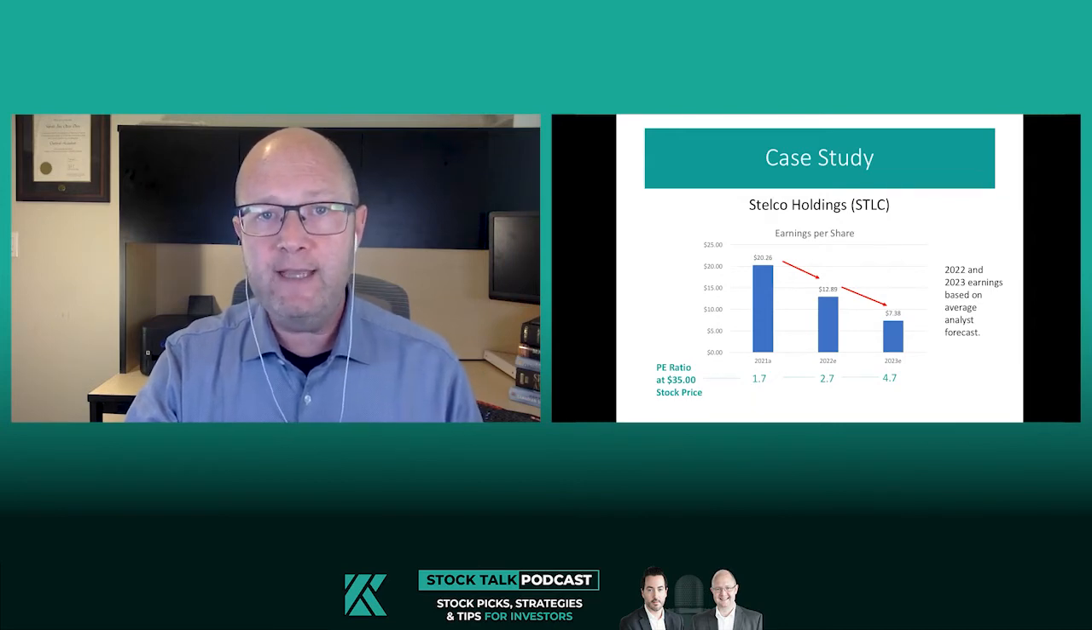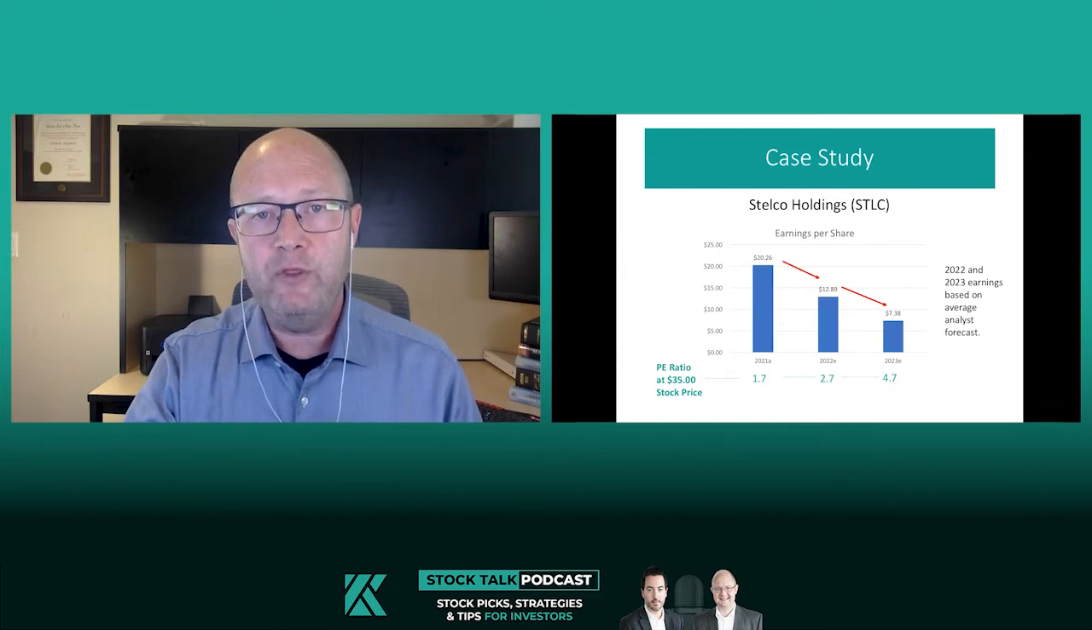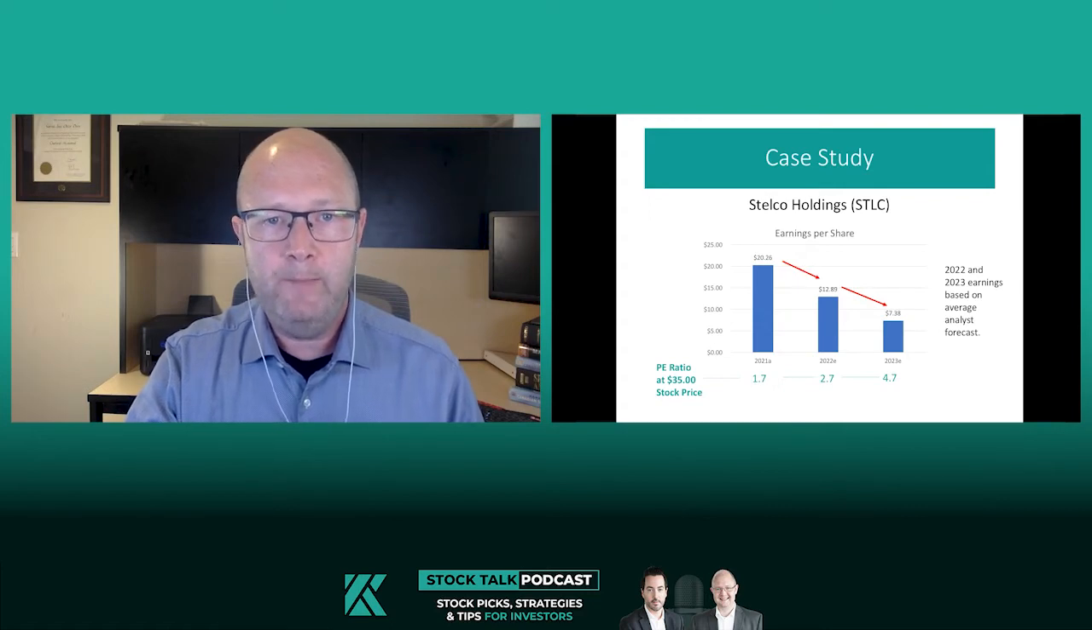Now, you may still think that this is a cheap PE multiple, but you still have to look at what the real PE multiple is, and not what the PE multiple is based on past earnings per share. And as we look forward, if earnings continue to decline, this PE multiple can also continue to increase: 10 times, 15 times, 20 times, and it can keep going.